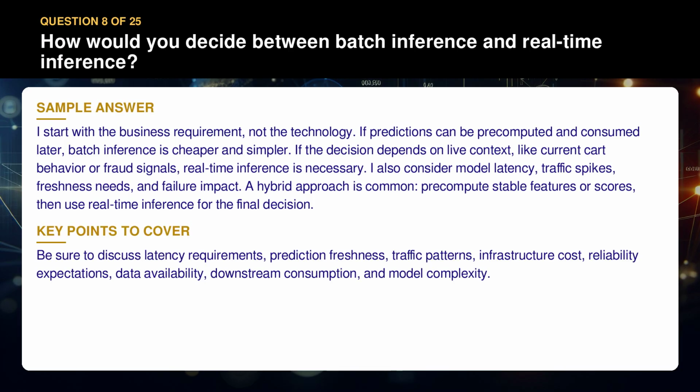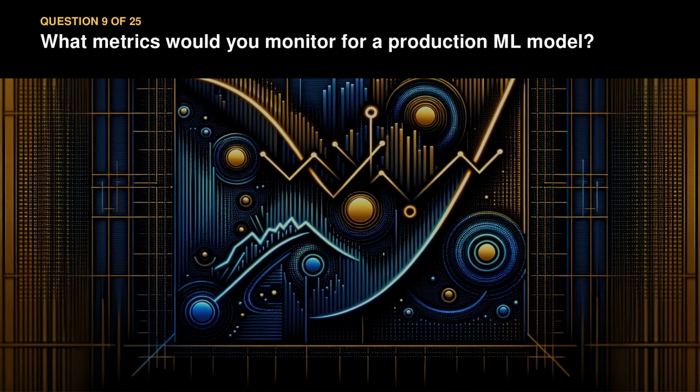Be sure to discuss latency requirements, prediction freshness, traffic patterns, infrastructure cost, reliability expectations, data availability, downstream consumption, and model complexity. Question 9. What metrics would you monitor for a production ML model?